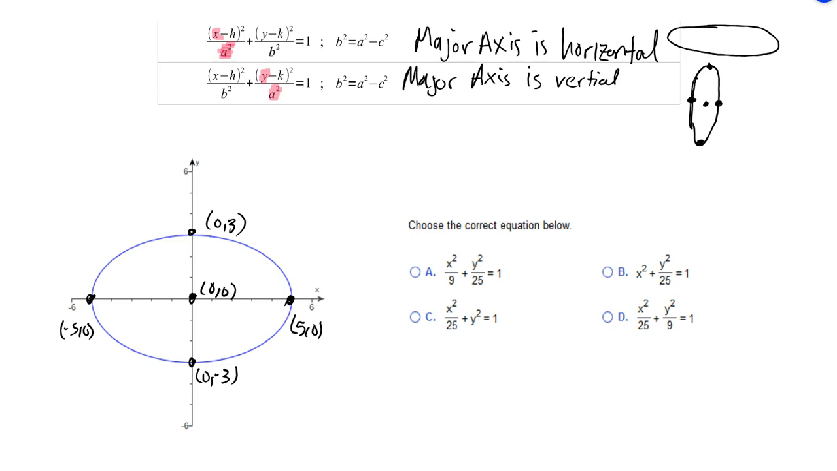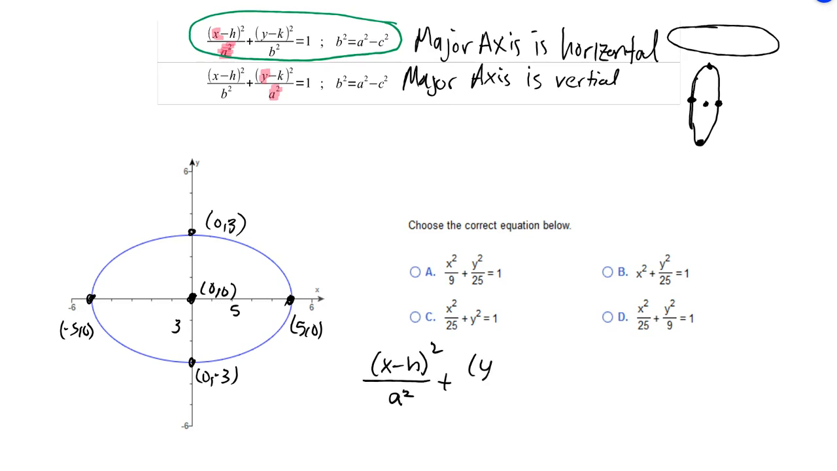And then the distance between the center and these vertices, you can see, is 5 and 3. And you can see that this ellipse is longer horizontally. And so the template for the equation is this one here with the major axis being horizontal. So this is the template I'm using, x minus h squared over a squared plus y minus k squared over b squared equals 1. We already mentioned that the center of this ellipse is 0, 0, so I'm able to substitute in 0 for h and k. And then we found a to be 5 and b to be 3.